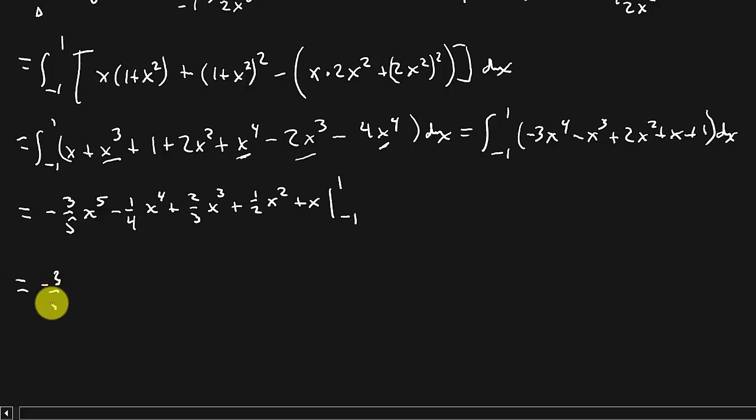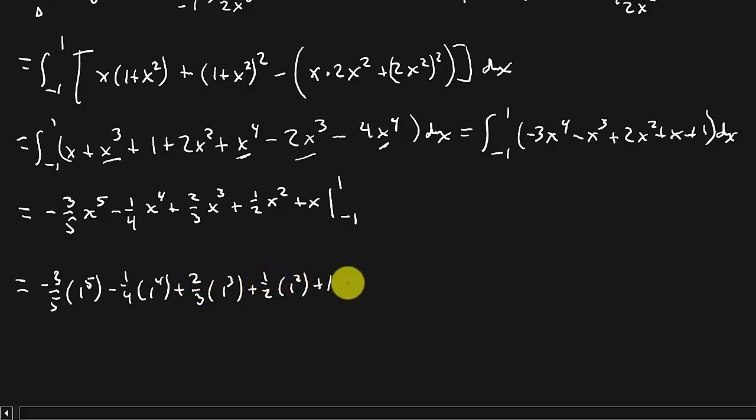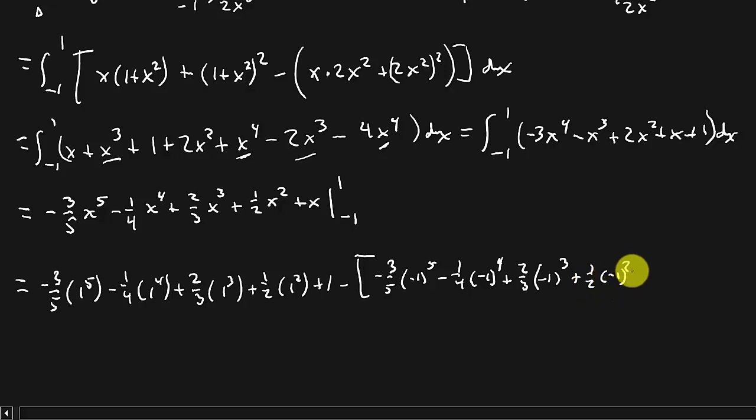And so that's going to be -3/5 1 to the 5th minus 1/4 1 to the 4th plus 2/3 1 cubed plus 1/2 1 squared plus 1 minus, and now we plug the -1 in. -3/5 -1 to the 5th minus 1/4 -1 to the 4th plus 2/3 -1 cubed plus 1/2 -1 squared plus -1. And then once you do all that, you end up with 32 over 15. All right, and there's your answer.